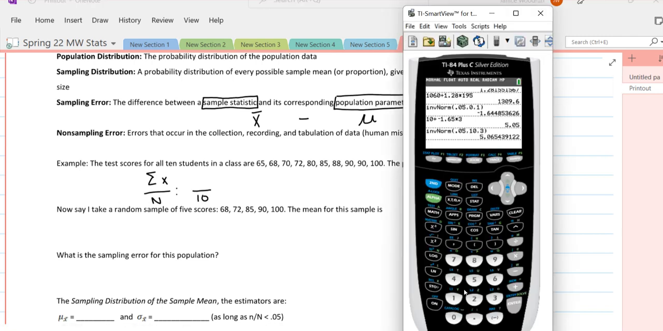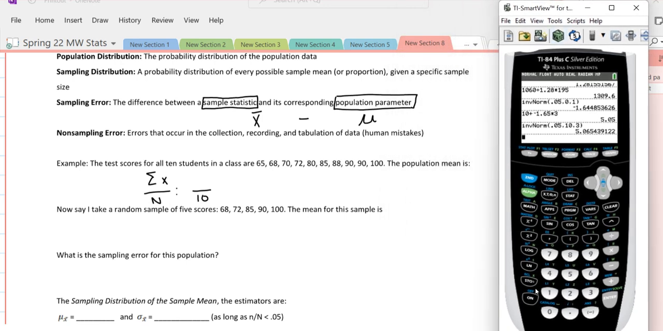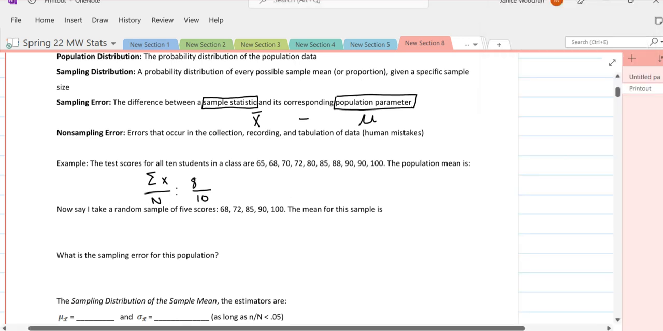We're going to add, let's see here, we've got 65, 68, 70, 72, 80, 85, 88, 90, 90, and 100. So that's going to give us 808. Then we're going to do 808 divided by 10, which should give us 80.8. Okay, so that mean test score is going to be 80.8.